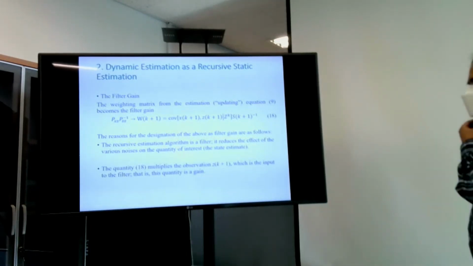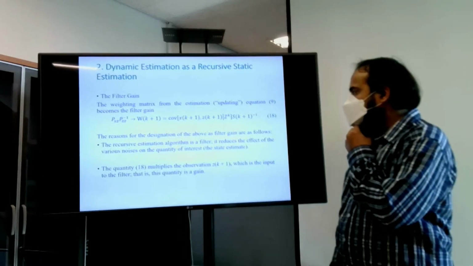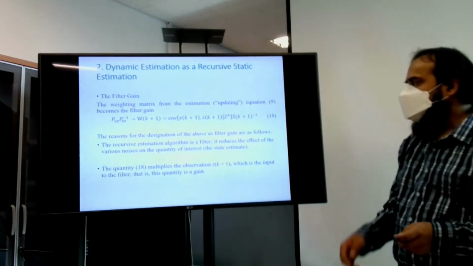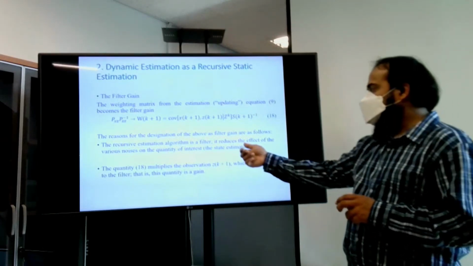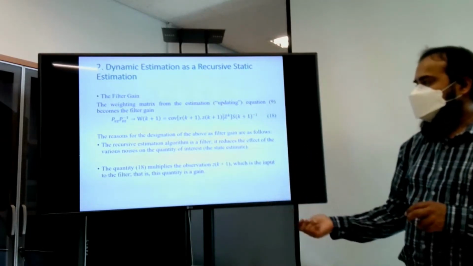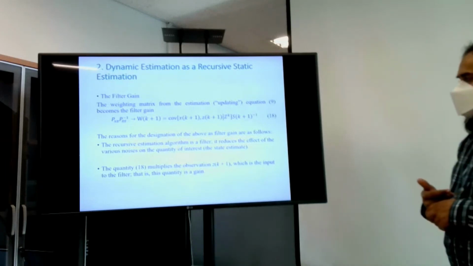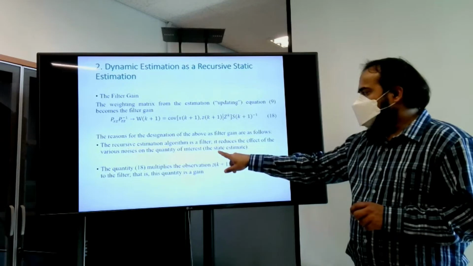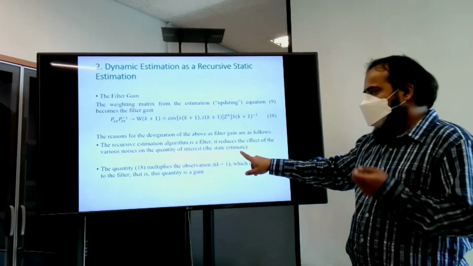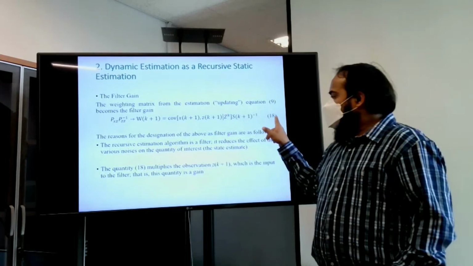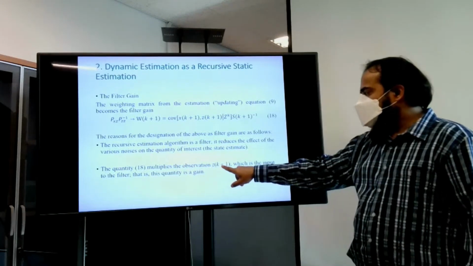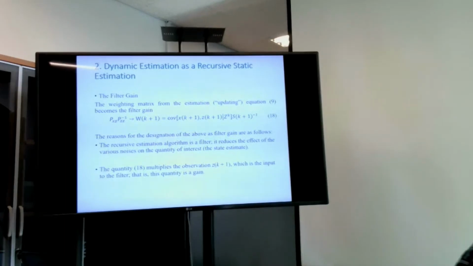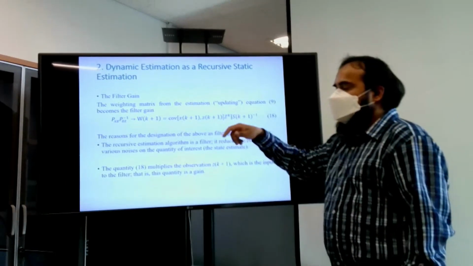The reason for designating the above as a filter gain is as follows. The recursive estimation algorithm is a filter. It reduces the effect of the various noises on the quantity of interest, like the state estimate. It reduces the effect of the noise from the state estimate. So this quantity multiplies the observation z of k plus 1, which is the input to the filter. So this quantity is called the gain.